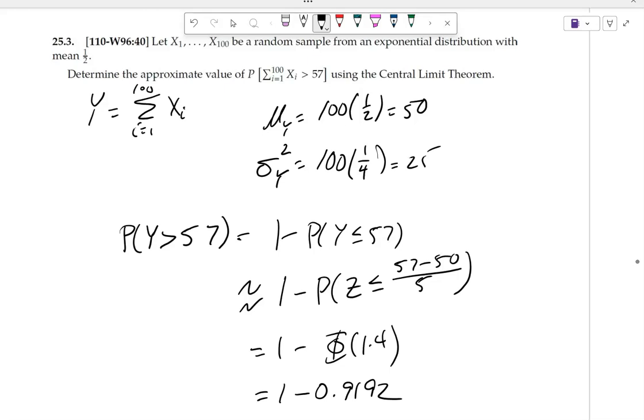From the table, phi of 1.4 is 0.9192, so we get 0.0818. Nope, 0.0808, sorry. Arithmetic error. That okay? Yeah.